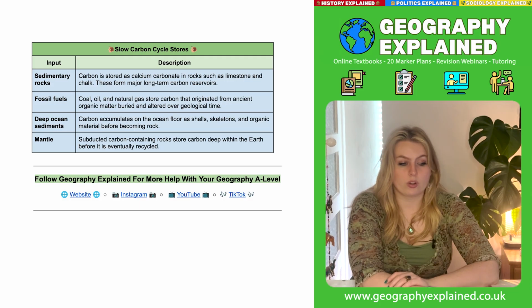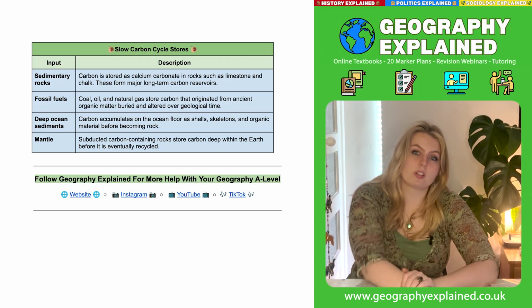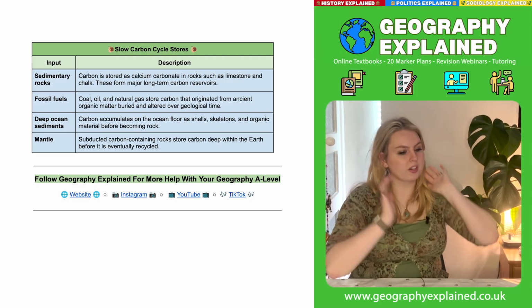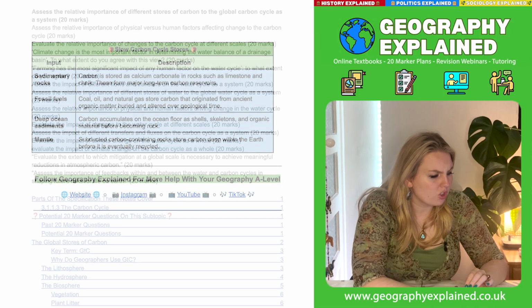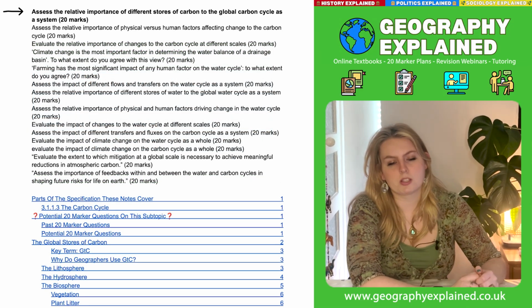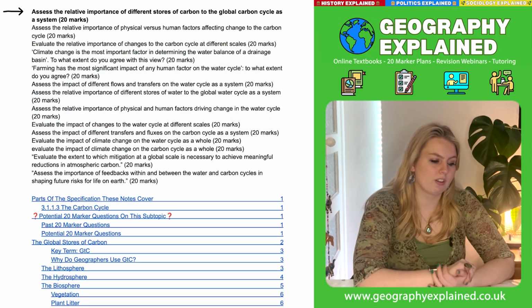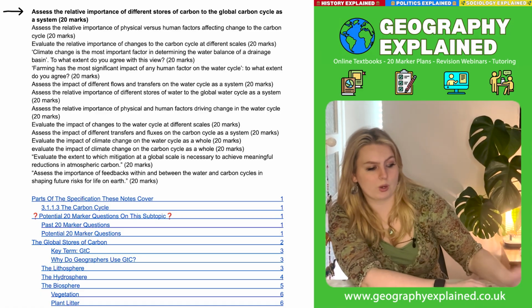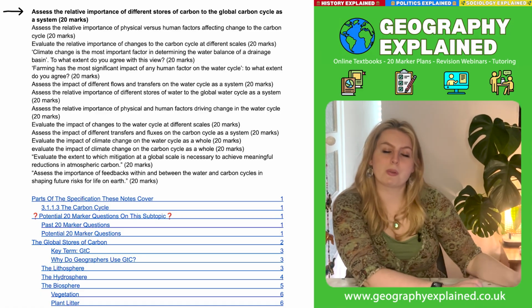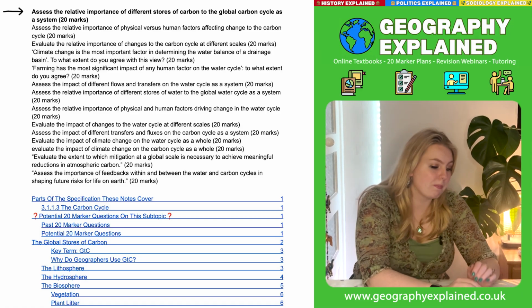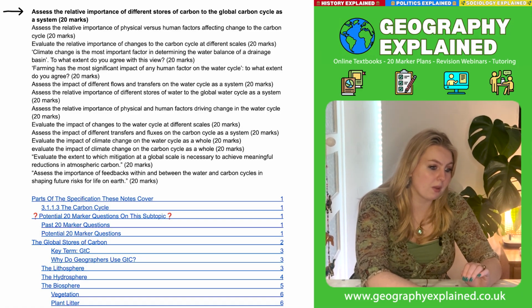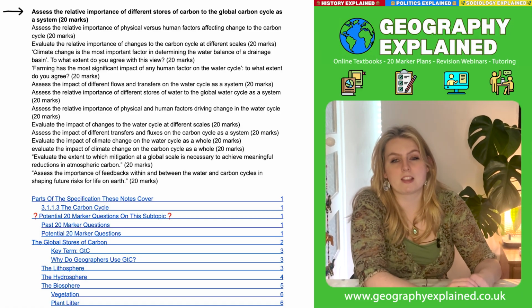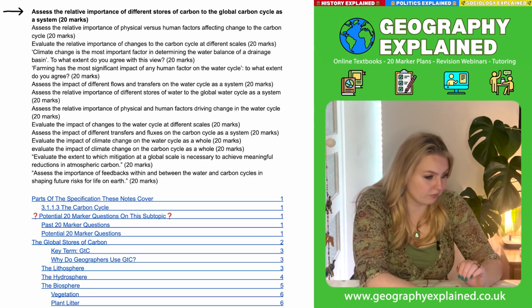It's a little less long than the equivalent video for the water cycle, but by no means less important. But just to link back to that 20 marker that we spoke about at the beginning, so assess the relative importance of different stores of carbon to the global carbon cycle as a system. So remember, we spoke about the hydrosphere being the absolute biggest store of carbon. So there's a big argument to be made there that it's certainly the most important.